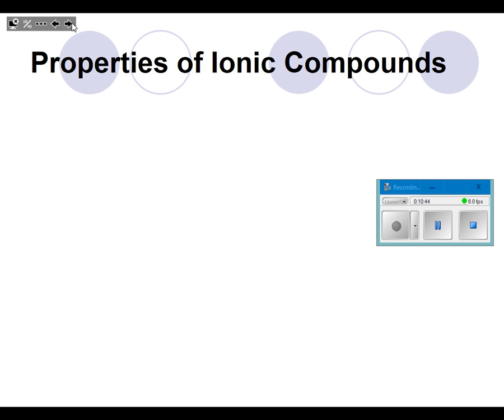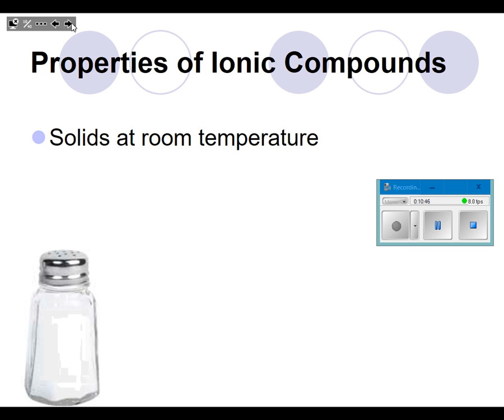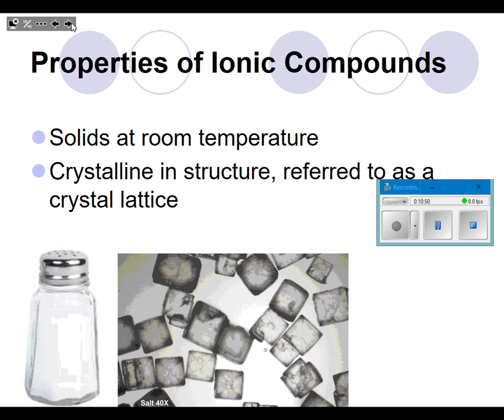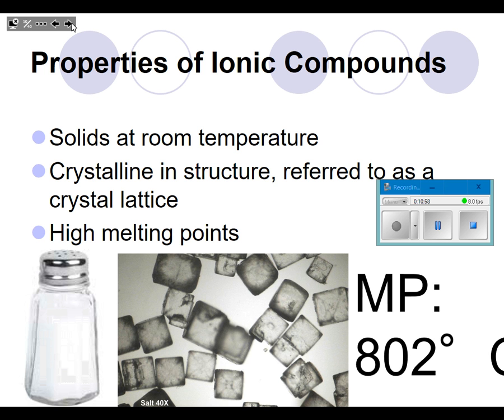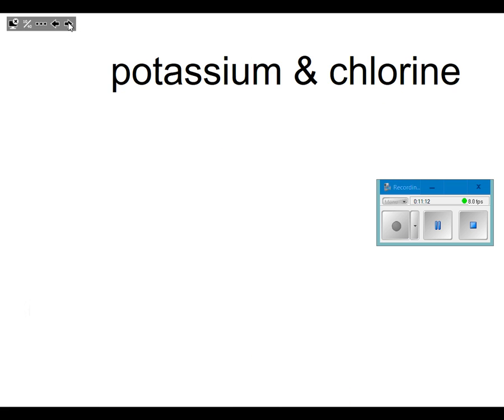All right, so some properties to remember about ionic compounds. They're solids at room temperature typically. They have a crystalline structure, which really just means it has a crystal lattice because of how they align with each other. And they have high melting points. So that's a key thing to remember. The melting point of salt, by the way, is 802 degrees Celsius. So that's really a high melting point. All right. This concludes part 1.